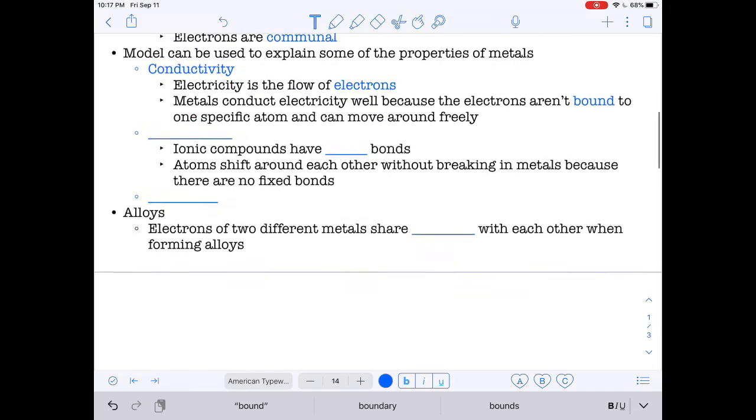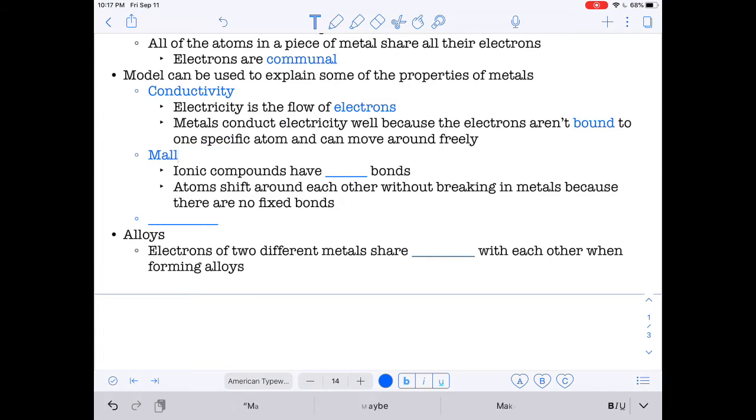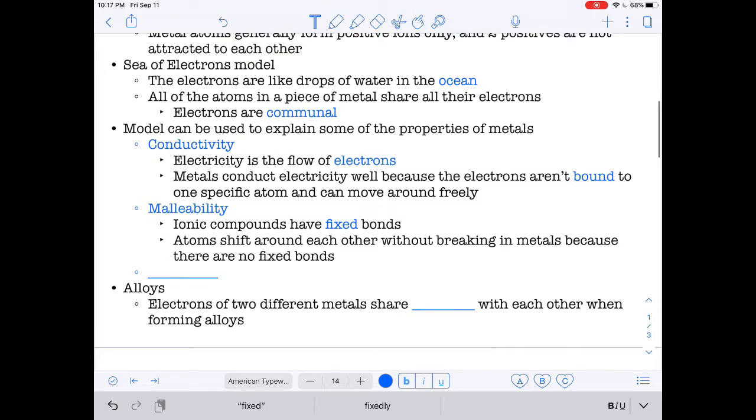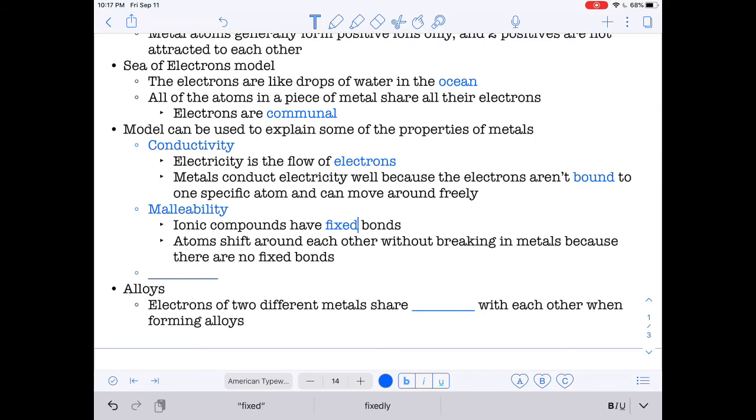We can also use it to explain malleability, and that's the ability for a metal to bend and shift its shape without breaking. Ionic compounds are brittle because they have fixed bonds, but that's not the case in metals because of the sea of electrons model we were talking about, where the electrons are communal and flow freely and the atoms can shift around each other without breaking. That's why when you bend metals, they don't break, because the model is more free compared to an ionic compound, in which there are fixed bonds.